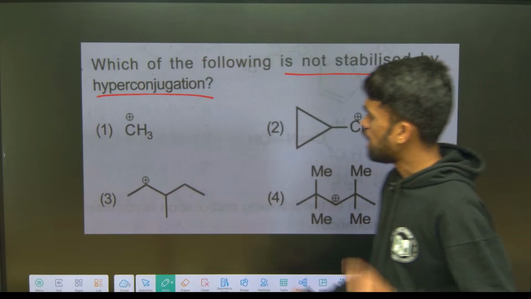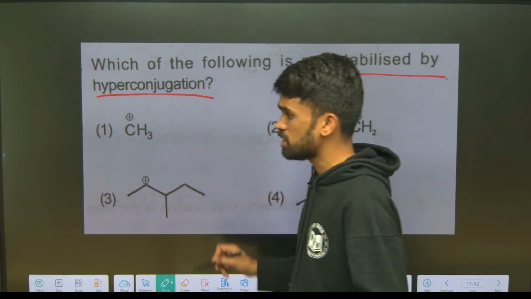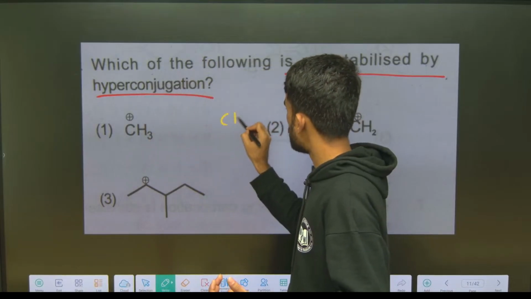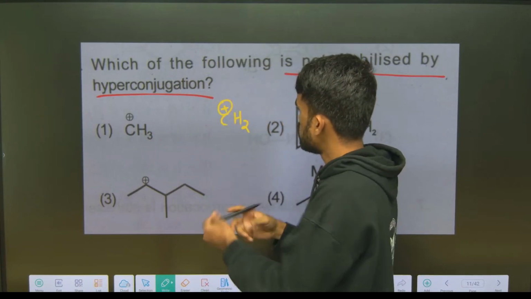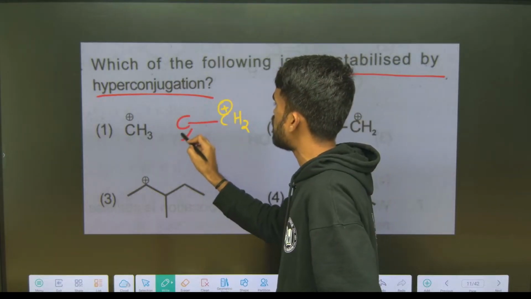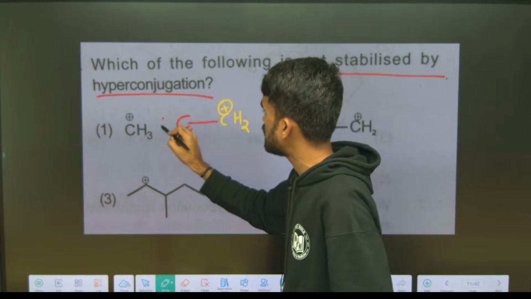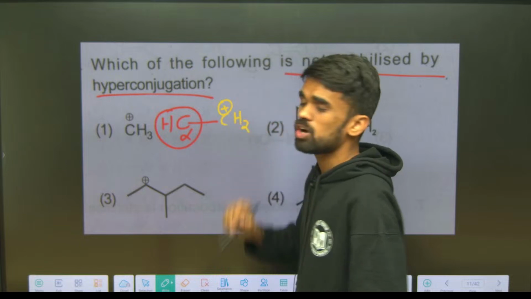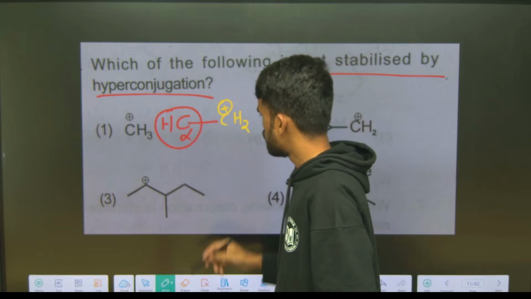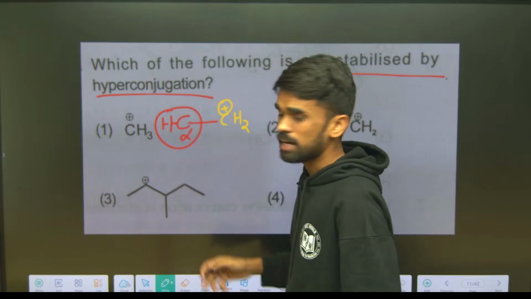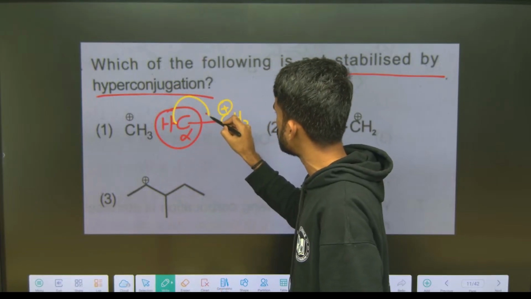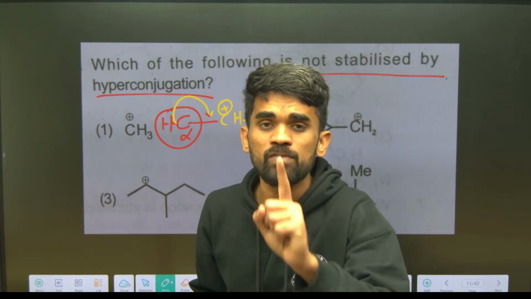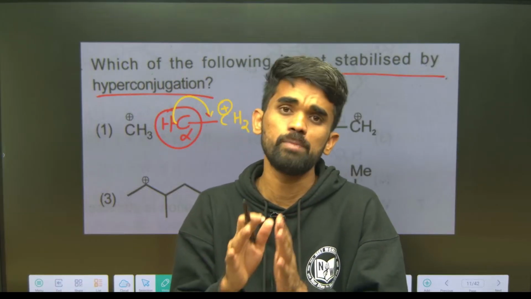In order to show hyperconjugation, if I am talking about a carbocation, this carbocation should have at least one alpha carbon. On that alpha carbon there should be at least one alpha hydrogen, like this. Only then can you expect hyperconjugation to be possible here, because the sigma bond between the alpha hydrogen and the alpha carbon can be shifted into the vacant orbital of the carbon. So what is the mandatory condition? There should be at least one alpha hydrogen in order to show a hyperconjugation structure.